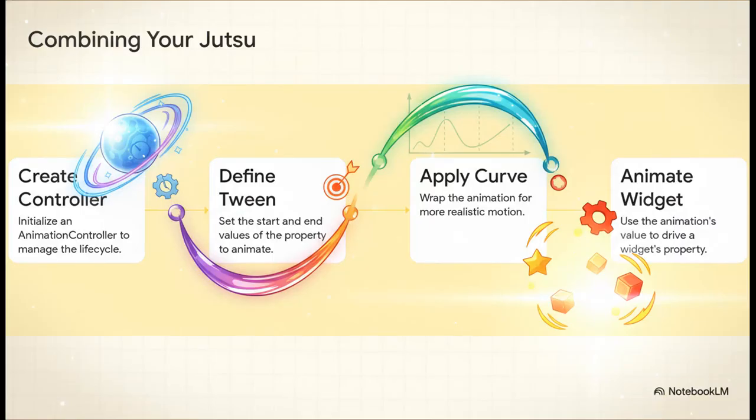So let's put it all together. This is the crucial four-step combination jutsu. Step 1, you create your animation controller to handle the timing. Step 2, you define your start and end points with a tween. Step 3, you add that realistic motion, that style, with a curved animation. And finally, Step 4, you apply that changing value to actually transform your widget.